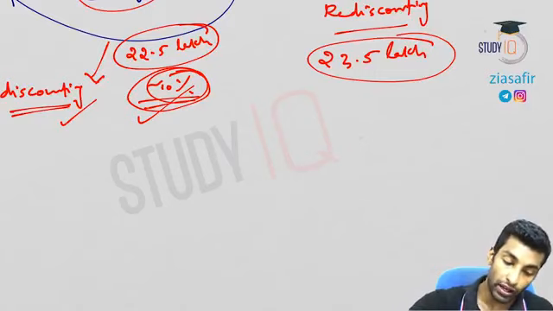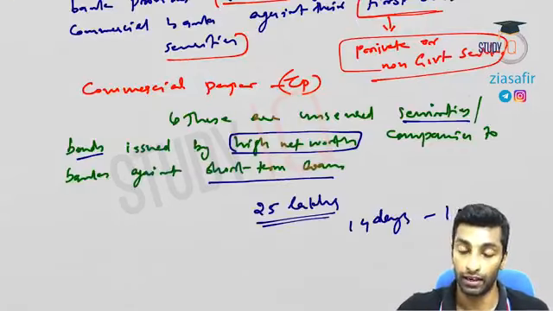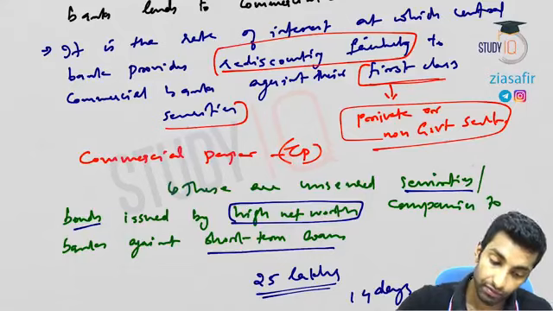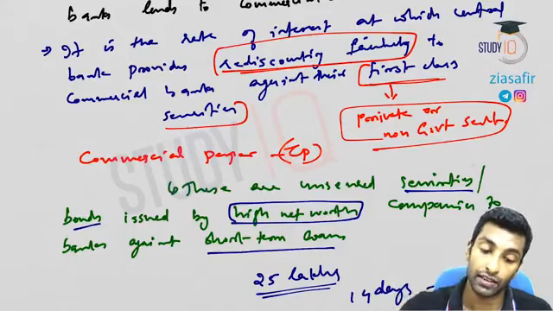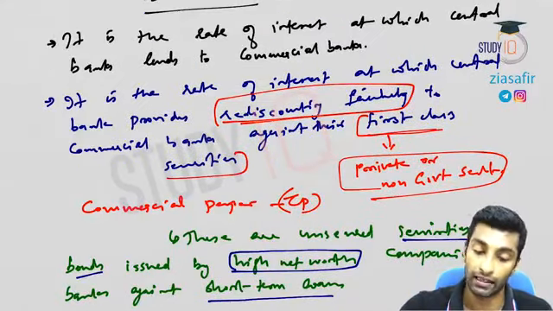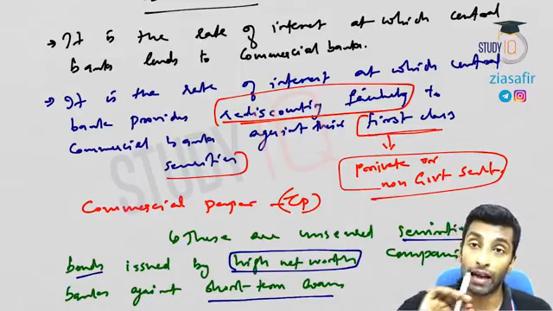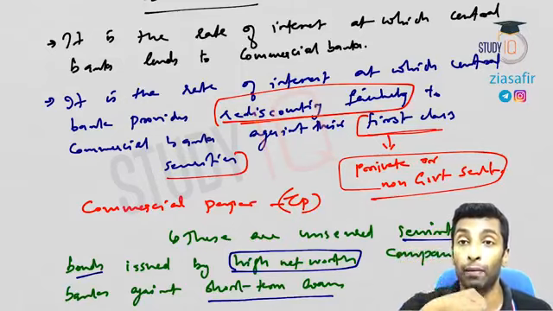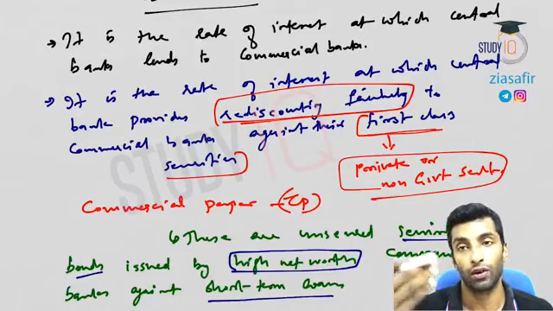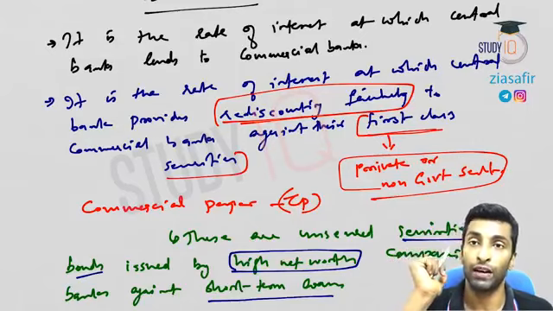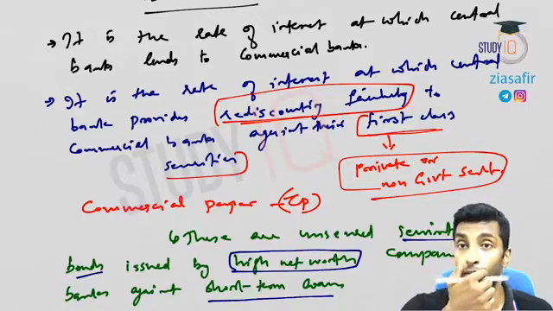So this is rediscounting, and this is the bank rate. So what is the bank rate? It is the rate of interest at which the central bank provides rediscounting facility to banks. That means banks can borrow from the central bank by pledging first class securities like commercial paper, commercial bill, etc. These are securities of private or non-government entities.